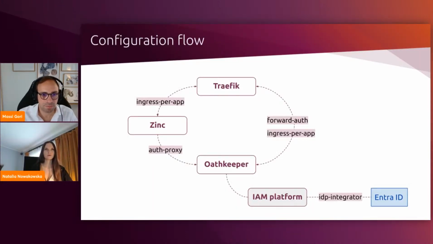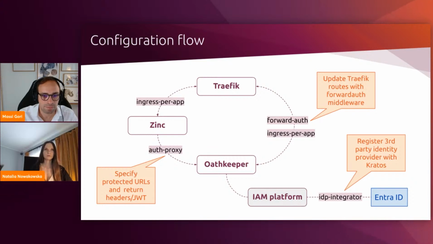Let me now show you how things work in the background. We have a number of integrations, but I wanted to call out the following three: forward-auth, auth-proxy, and IDP integrator. Next slide, please. The auth-proxy integration gives you the possibility to pass URLs to be protected and endpoints you may want to make an exception for and allow access without the need of authentication, like an about page.